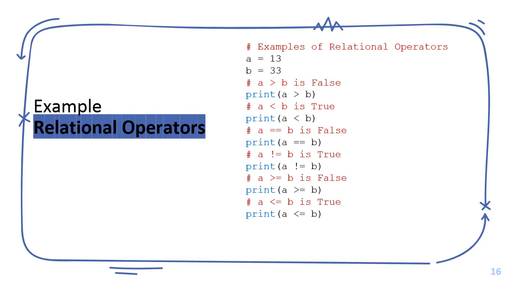Let's see an example of relational operators. We have created two variables, a equal to 13 and b equal to 33. Then print a greater than b. If it is correct, the output is given; let's check. Second, print a less than b. Third, print a equal to b. Fourth, a not equal to b. Next, print a greater than or equal to b. Then print a less than or equal to b. The predicted outputs are given above each statement as comments.